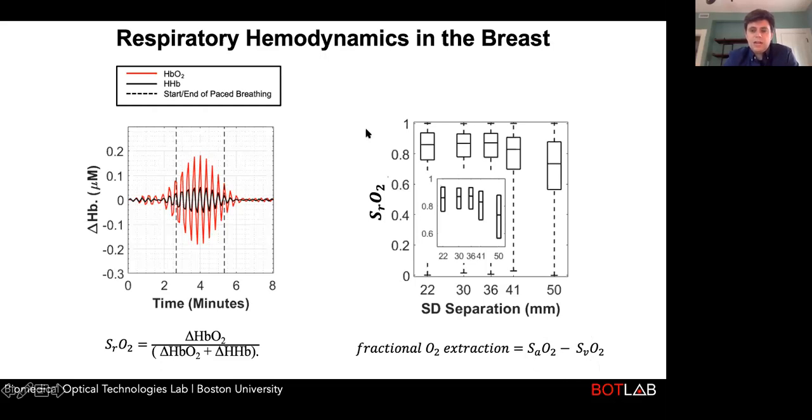So we've started to measure SRO2 as a potential new metric to look at breast dynamics. And we can see at different source detector separations, there's actually a decay in SRO2. This is a zoom inset without the longer bars here showing the outliers and the quartiles. But you can see there's a drop in SRO2 as we go deeper. So again, this depth dependence, which is quite interesting.